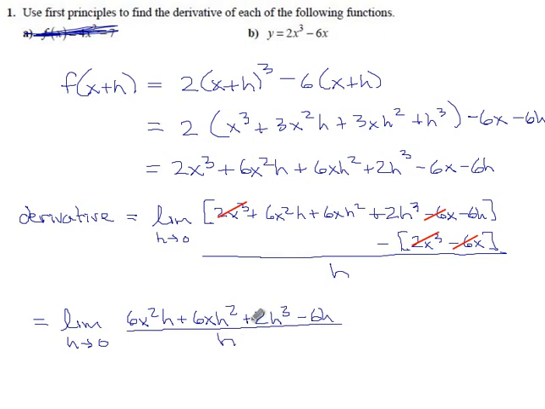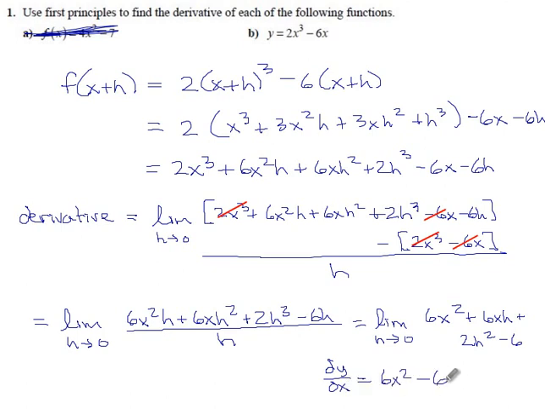If we divide the whole works by h, we get limit as h goes to 0, 6x squared plus 6xh plus, running out of space, 2h squared minus 6. And now, if h goes to 0, all the terms with h in them vanish, and we find that our derivative is simply 6x squared minus 6.